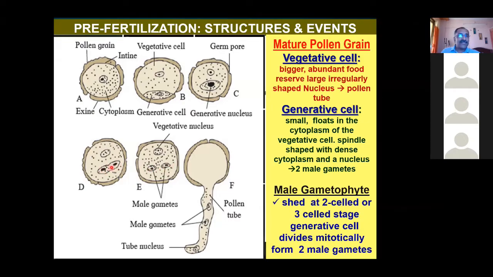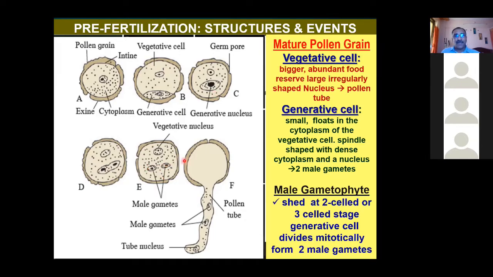Mitosis or meiosis? The cell division which occurred over here is mitosis or meiosis? Tell me. Mitosis. Okay, very easy to say. You got two nuclei from one nucleus. That means it is mitotic division. So the generative nucleus divided mitotically, and you got two male gametes. The generative nucleus is haploid in nature. The male gametes are also haploid in nature.